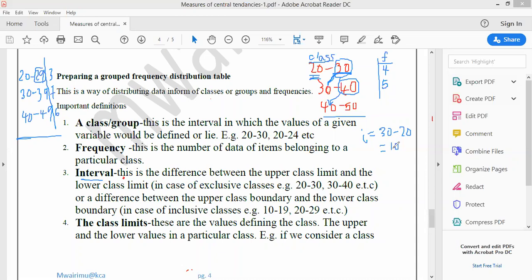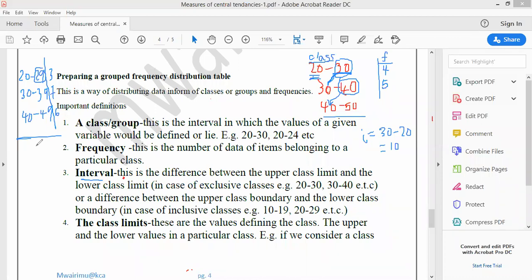That is the class size, also known as the class width of that particular class. The interval for exclusive classes is the upper limit minus the lower limit. In case we have inclusive classes like these ones here, to find the correct class interval, we first of all get what we call the class boundaries.